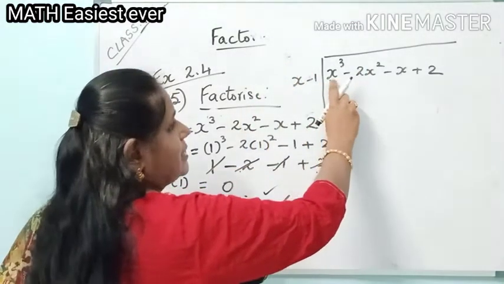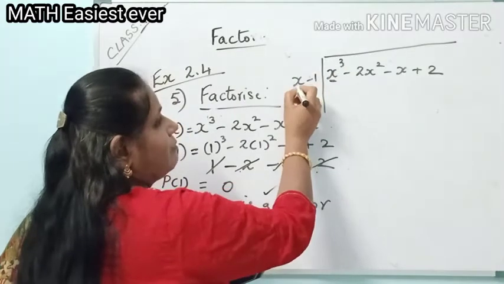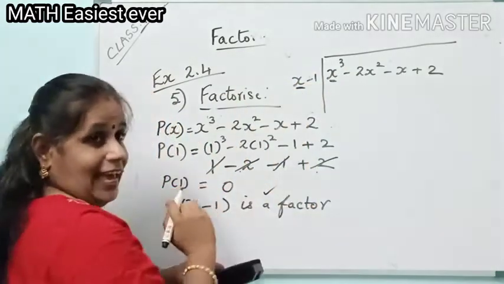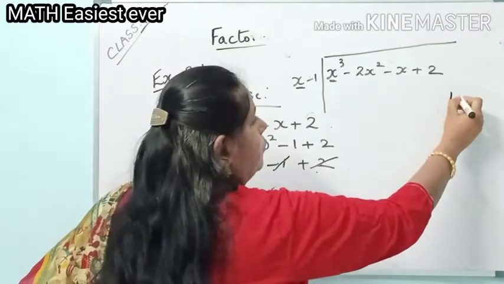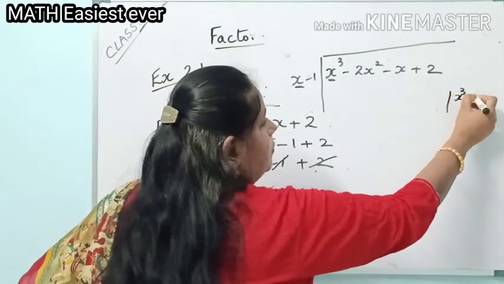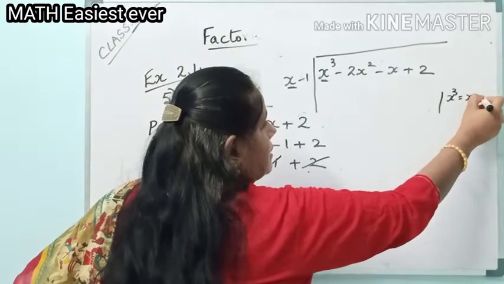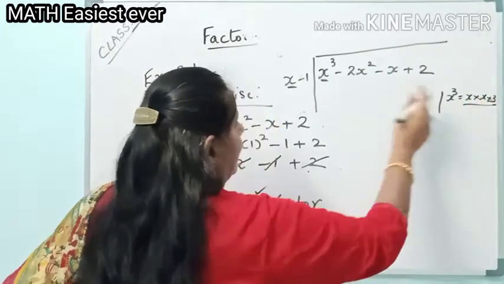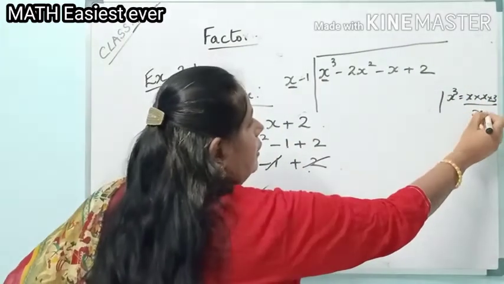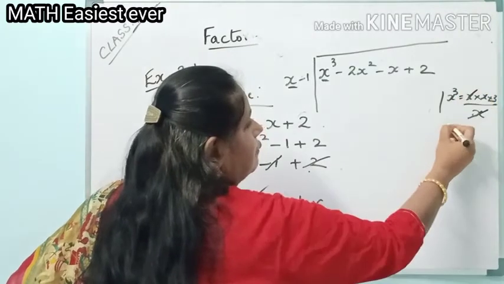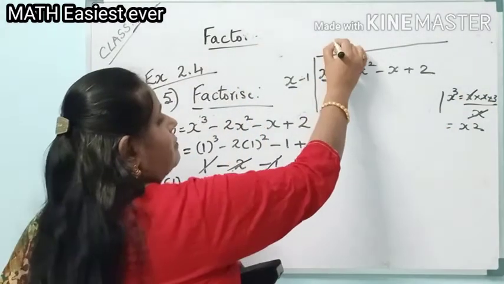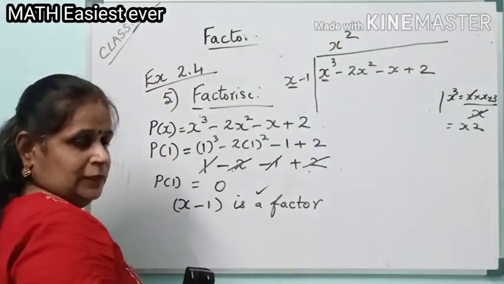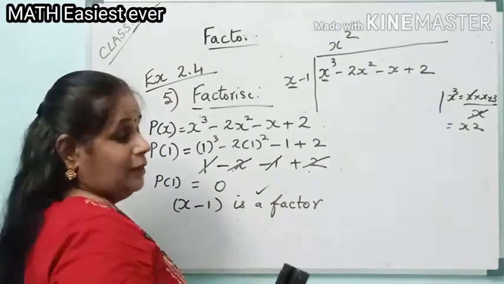What is the first term? X cube. What is the first term of this? It is x. So how do you find the quotient? For this, x cube is x into x into x, isn't it? Divided by x. So, x into x into x divided by x will give you x square, isn't it? So, x cube divided by x will give you x square. So, your quotient's first term is x square.